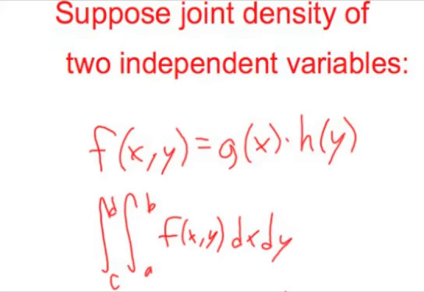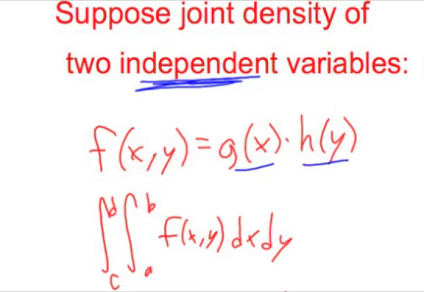Let's consider a joint density function where the two variables are independent. Now, in statistics, independence is a very important property to have. You don't always get that. But if they are independent, the calculus turns out very nice as well, because rather than writing the function as a function of x and y, we could write it as a product of two independent functions, a g of x times an h of y.